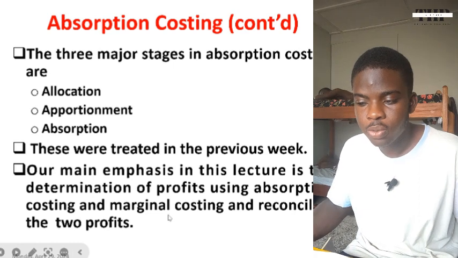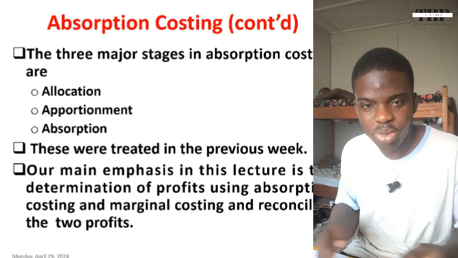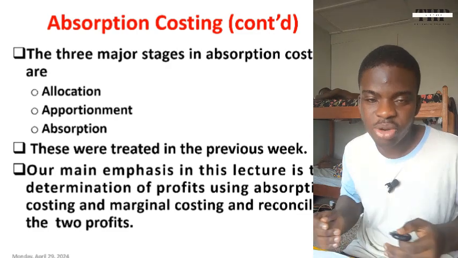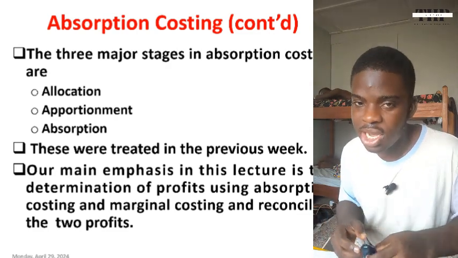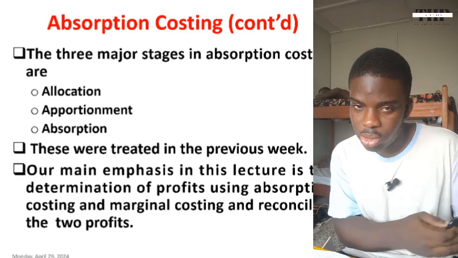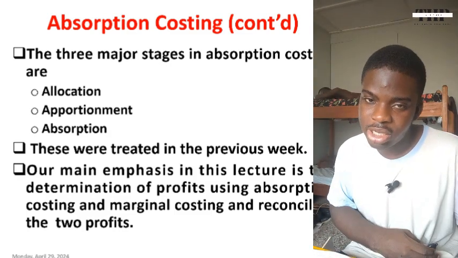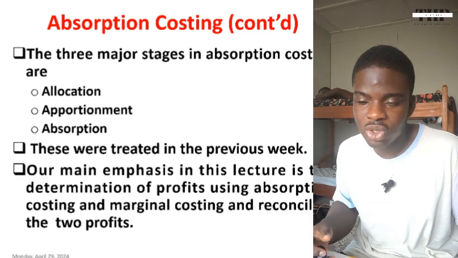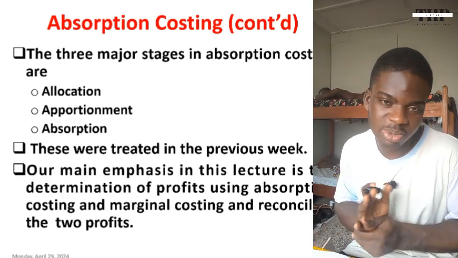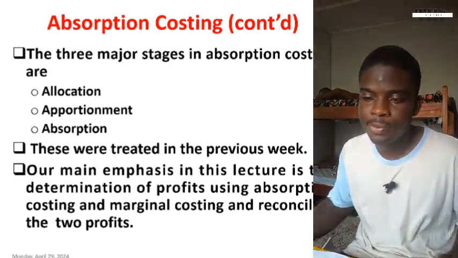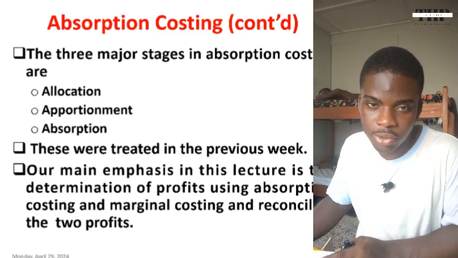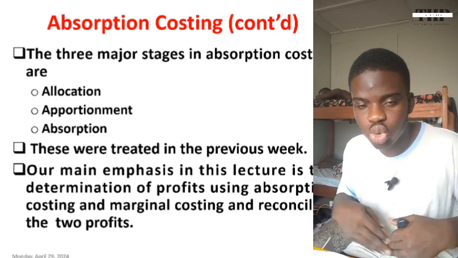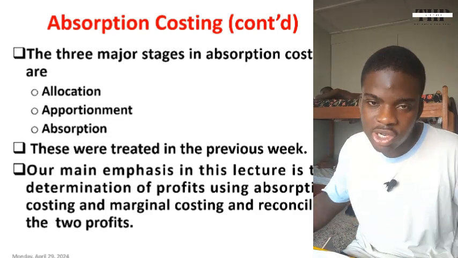So determining the profit, we need to prepare the income statement first, and then reconcile the profits, because as I stated earlier, marginal costing will give you a different net profit, and absorption costing will give you a different net profit. So we have to reconcile the profits, right, and explain the differences. That's what I'm focusing on, right? How to prepare the income statement using the two and how to reconcile their different profits.